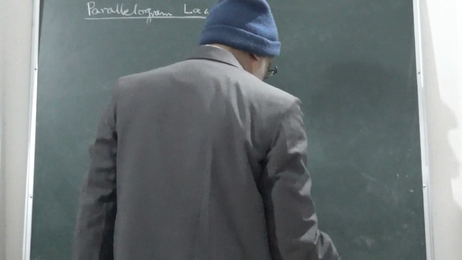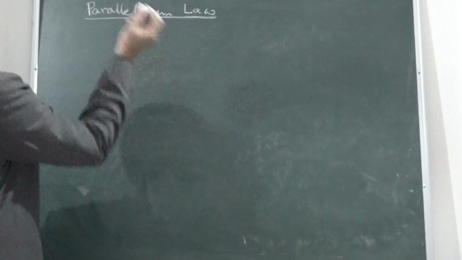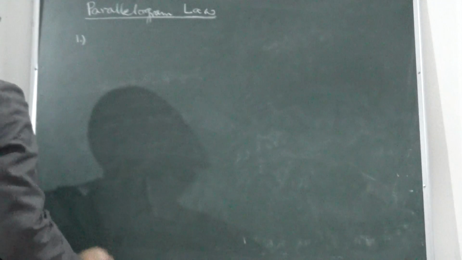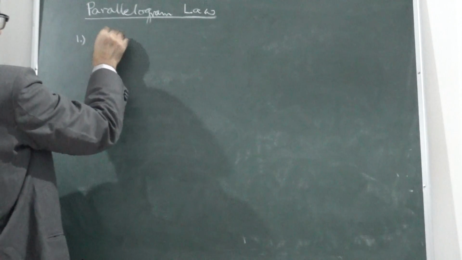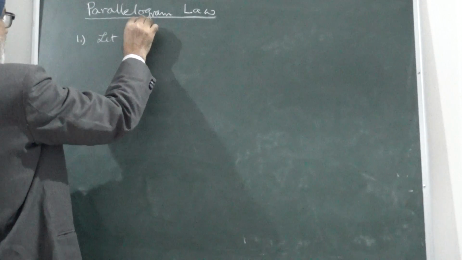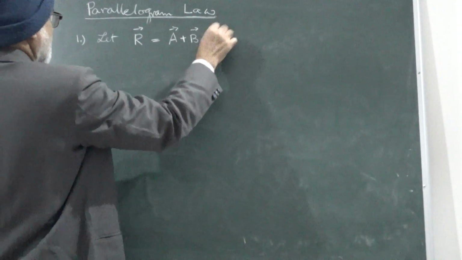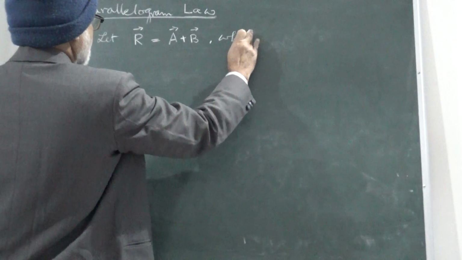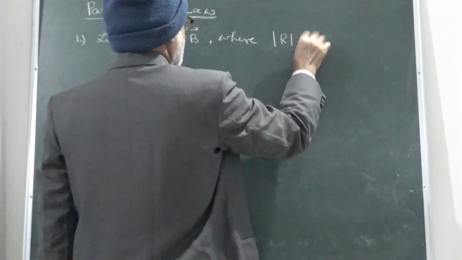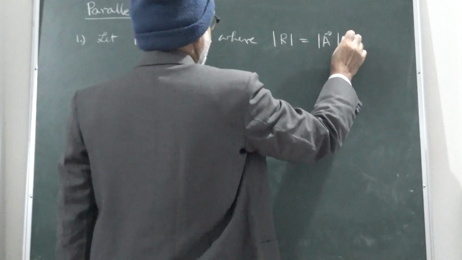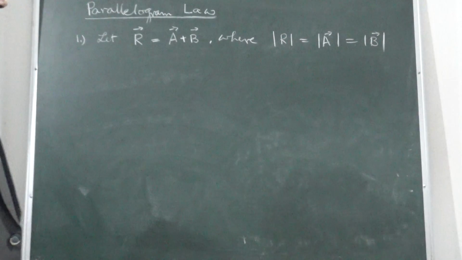We will work out some problems in this easier problem. So suppose let us have two vectors A and B. Let R is given by A plus B, where mod of R is equal to mod of A is equal to mod of B. Find the direction between the vectors A and B.